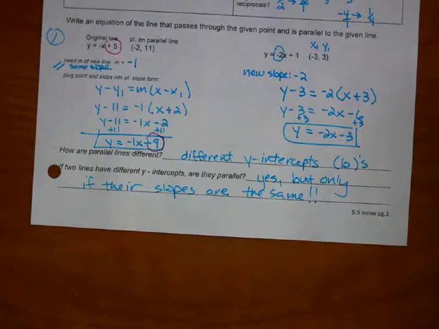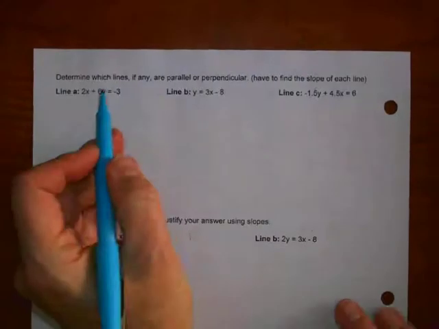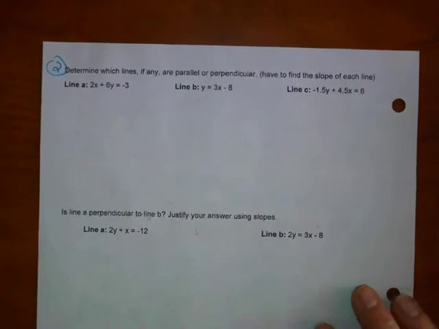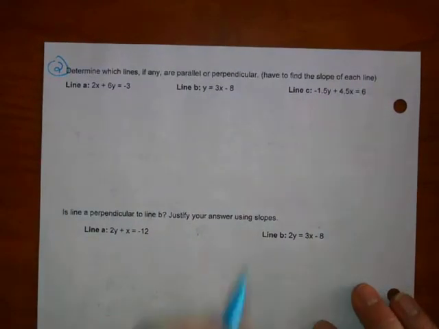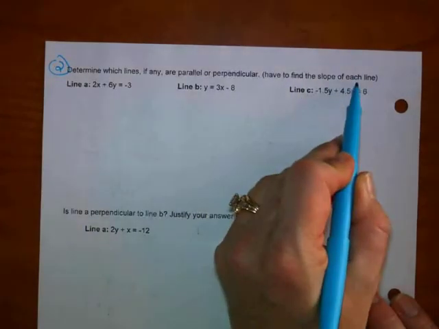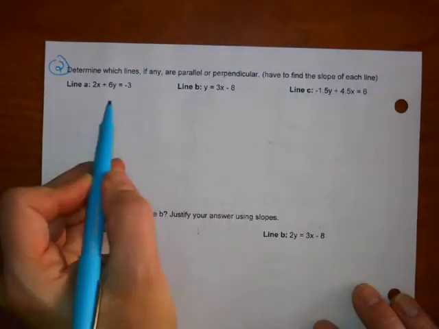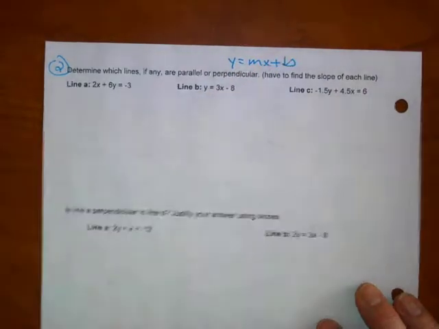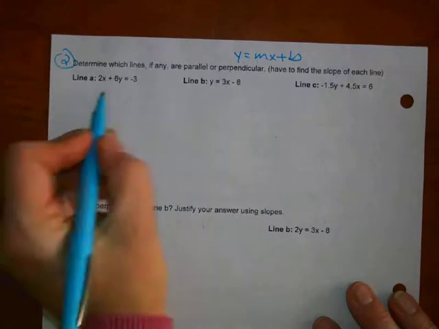Only if their slopes are the same. Okay, determine which lines, this is another kind of problem you're going to get. Determine which lines, if any, are parallel or perpendicular. So what you have to do when you're asked this question is find the slope of each line and then compare the slopes. So I would put them all into y equals mx plus b form so you can recognize the slope.